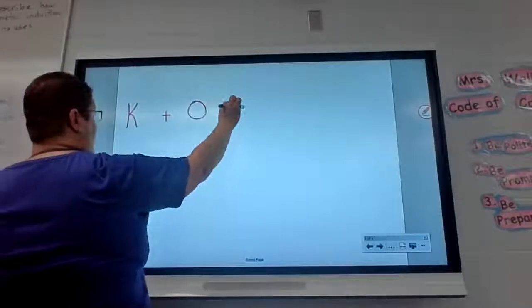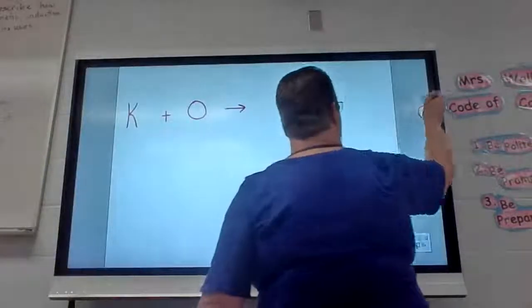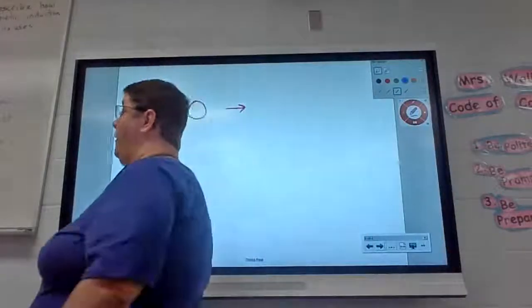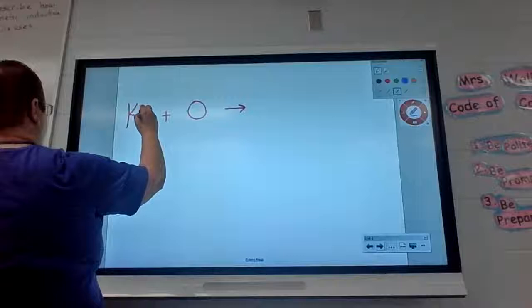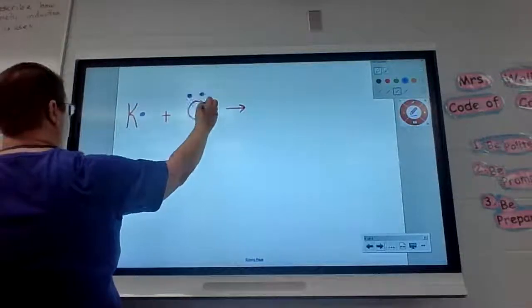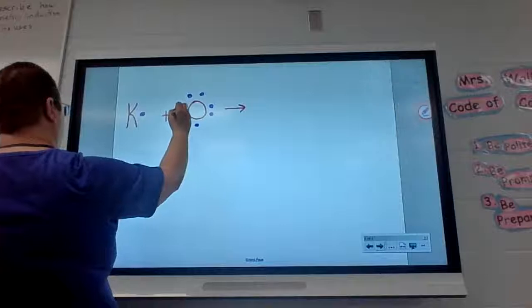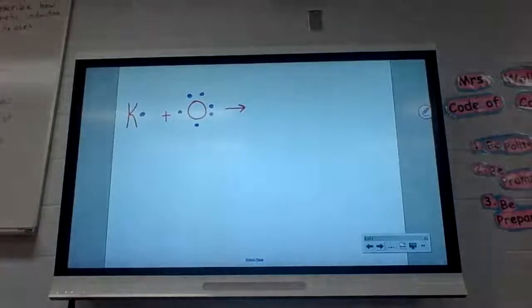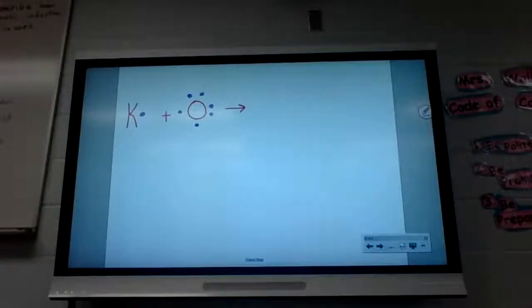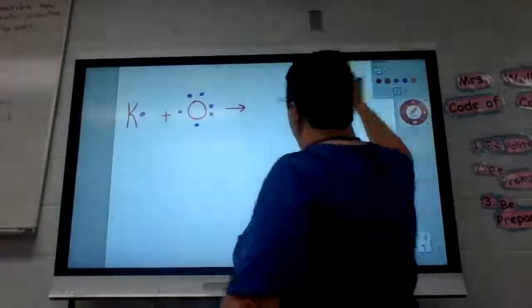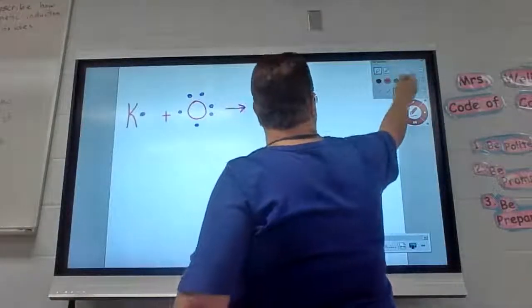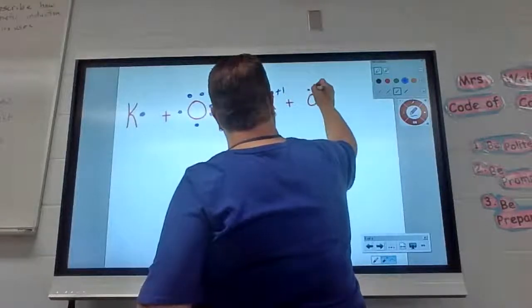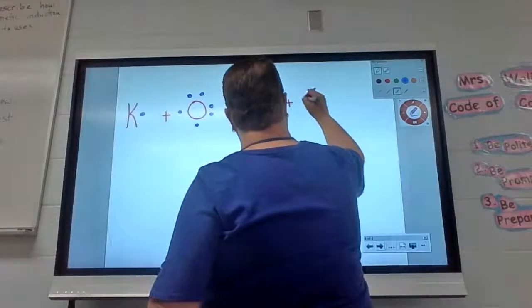So let's say we have K plus O. How many electrons does K have? 1. How many does O have? 6. All right, what's going to happen? Okay, so then they give it the electron. K is going to give 1 to O. So now K has a +1. O has how many? 7.